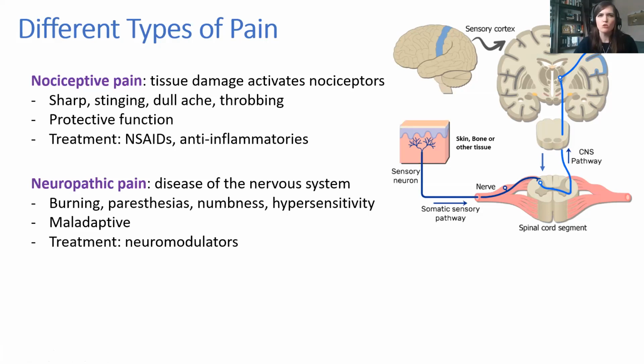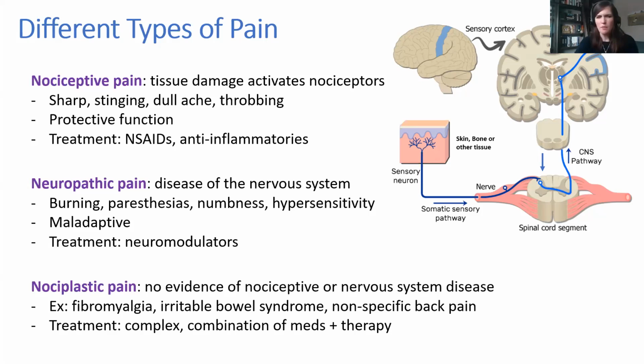Neuropathic pain arises due to a disease or a lesion in either the peripheral or central nervous system. And this type of pain usually presents with sensations such as burning, paresthesias, numbness, or hypersensitivity. And this is a maladaptive process. It doesn't serve any helpful function in the body. Treatment for neuropathic pain is very different than nociceptive pain. It usually involves neuromodulators like anti-epileptic drugs or antidepressants.